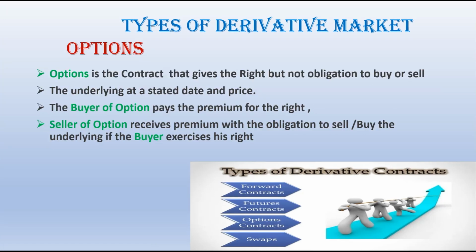So till now we have learned what is called forwards and futures. Now we can learn what is called options. Everyone must be aware of options, right? Options is the contract that gives the right but not the obligation to buy or sell the asset, that is the underlying, at the stated date and price. The buyer of the option will pay the premium for the right. But the seller of the option receives the premium with the obligation to sell or buy the underlying if the buyer exercises the right. Exercise means he is closing the position.